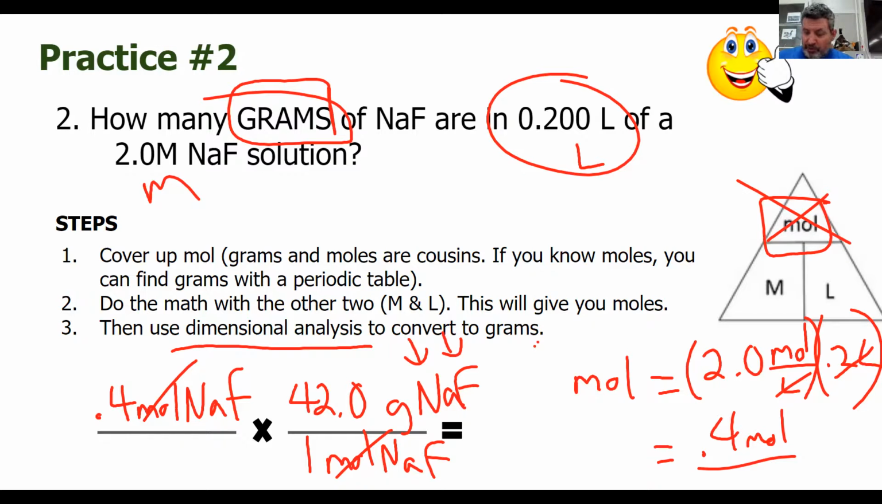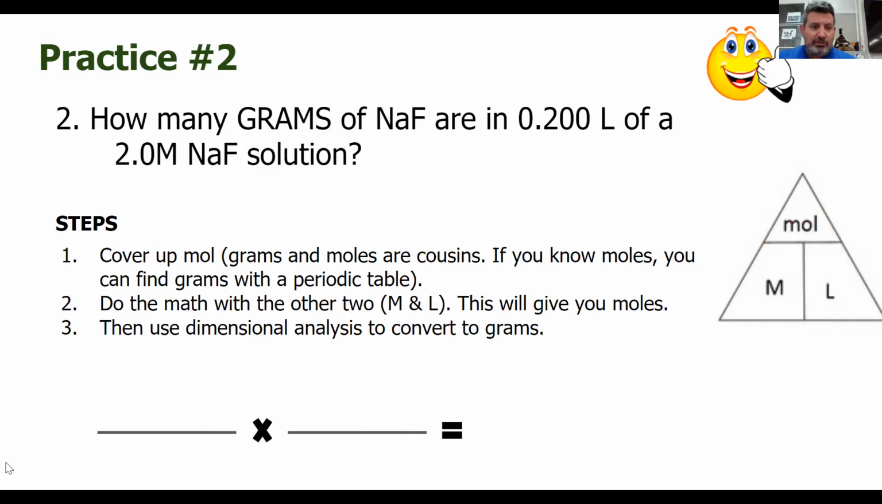So it's 0.4 times 42. You're dividing by 1, so that doesn't matter. We get 16.8 grams of NaF. So this is how we can figure out how many grams are in a solution if they give us the molarity and we know how much is in there. And 0.2 liters is 200 milliliters. It's not a lot, but there's about 16.8 grams of sodium fluoride dissolved in there. Side note that nobody cares about, but sodium fluoride is found in your toothpaste.